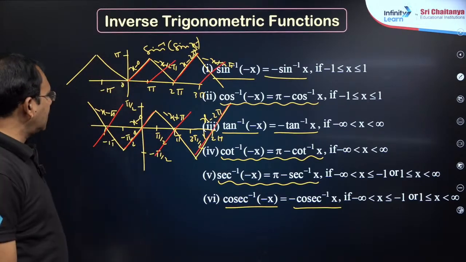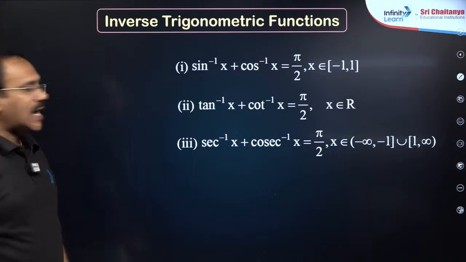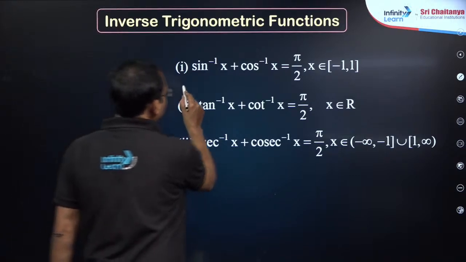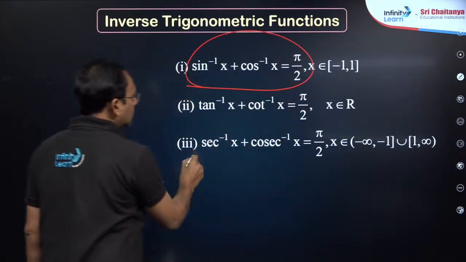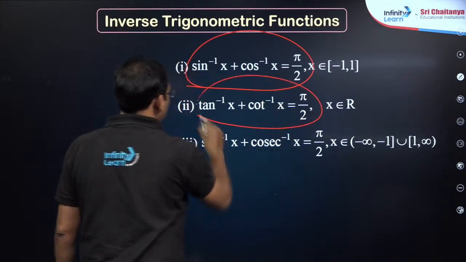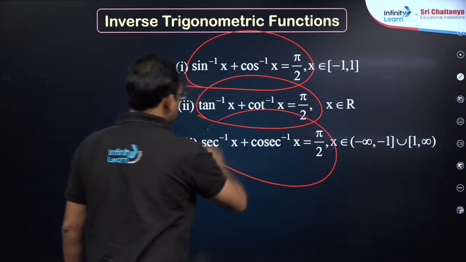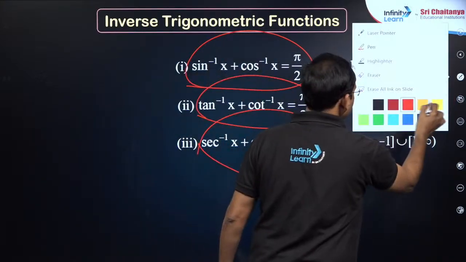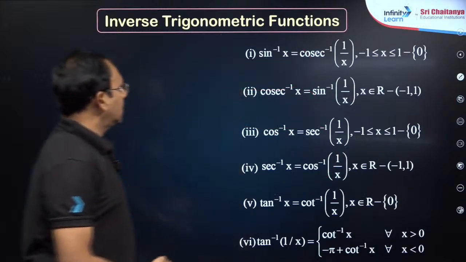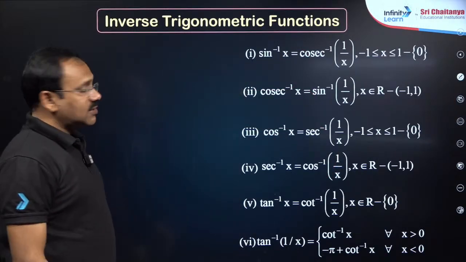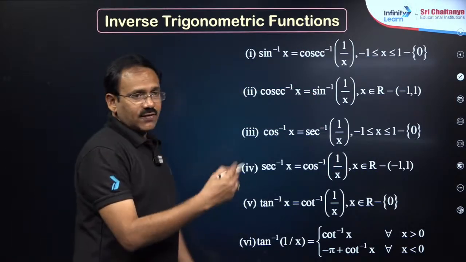Okay, right. The next, my dear friends, standard results: sin inverse x plus cos inverse x is pi by 2, tan inverse x plus cot inverse x is pi by 2, secant inverse x plus cosecant inverse x is pi by 2.